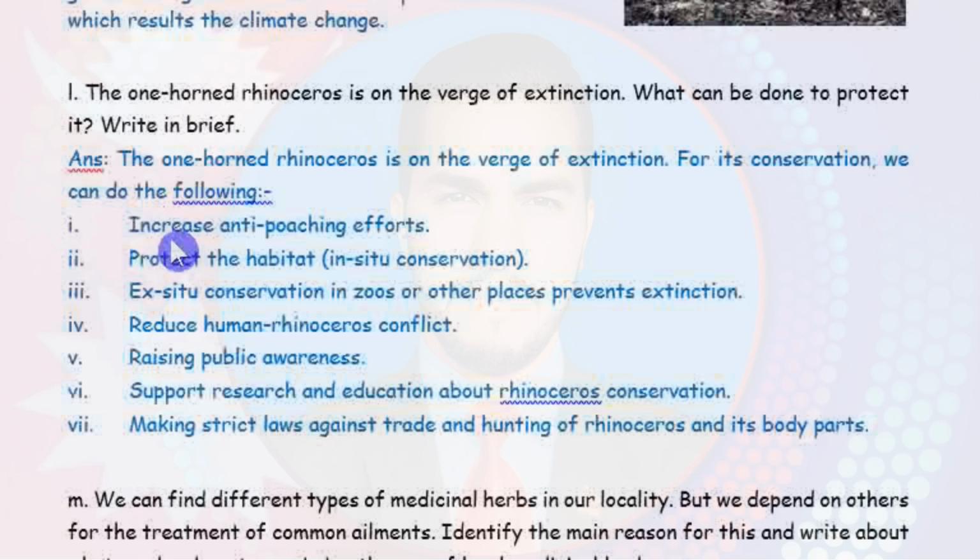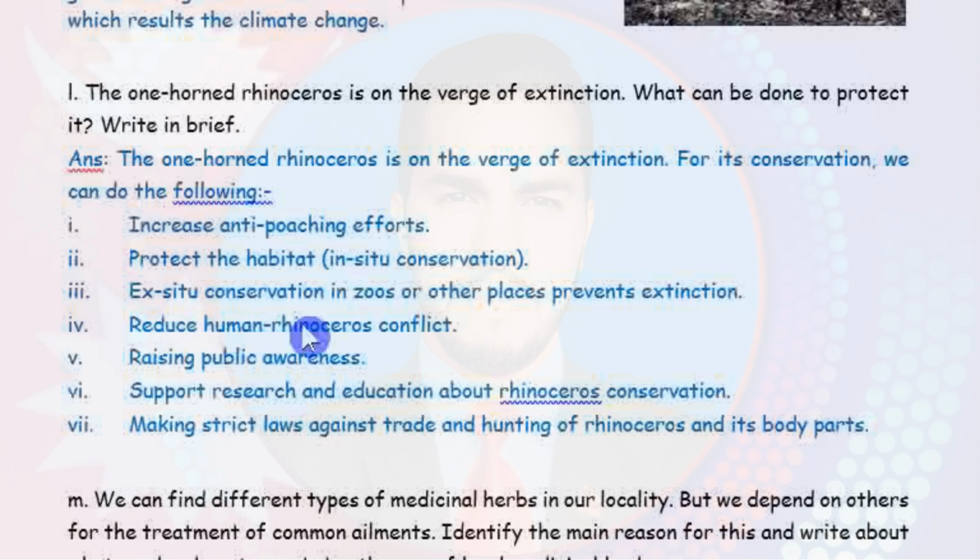Number first, increase anti-poaching efforts. Number second, protect the habitat, which we say in situ conservation. Protect the habitat of rhinoceros. Anti-poaching means anti-hunting. Okay.